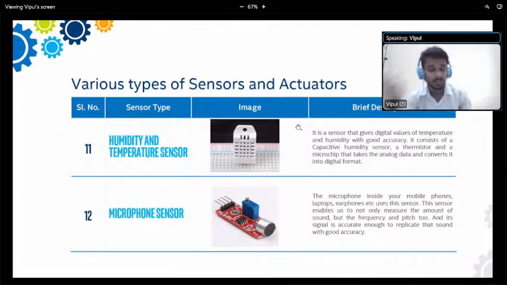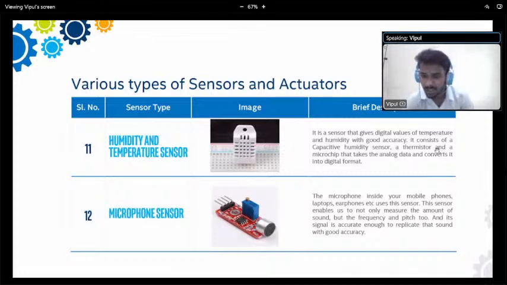Whenever salt comes in contact with moisture, it becomes wet, right? So salt can detect that moisture. The same phenomenon is used inside these sensors. Wherever we want to detect temperature and humidity, for such applications we can use this kind of sensor.